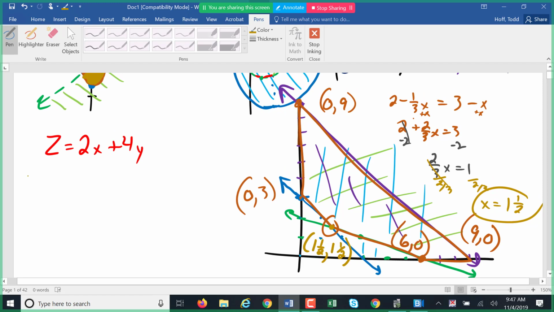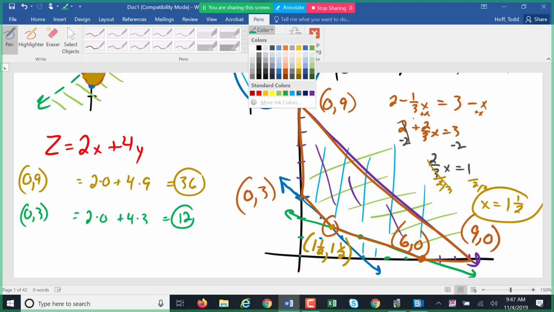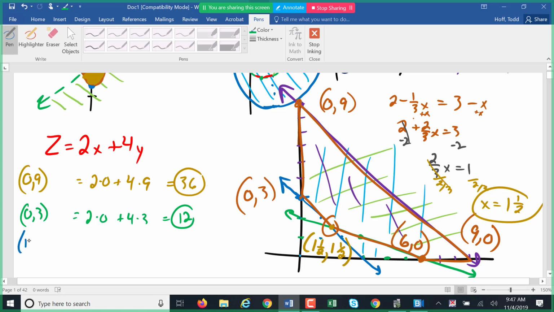So let's test 0, 9. That'll be 2 times 0 plus 4 times 9. That gives us 36. Let's test 0, 3. That's 2 times 0 plus 4 times 3. That gives me 12. Let's test 1.5, 1.5. 2 times 1.5. Write that correctly. Plus 4 times 1.5. What is that? 3 plus 6 is 9.